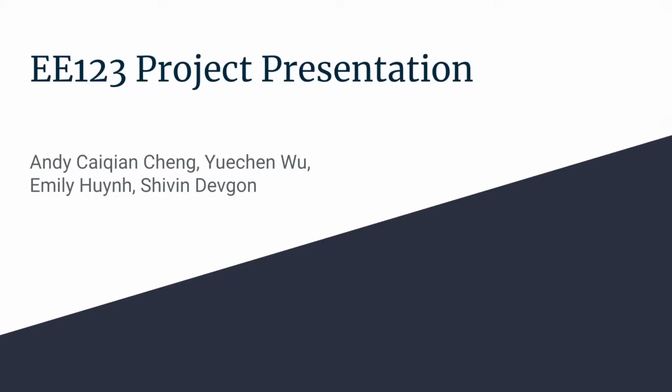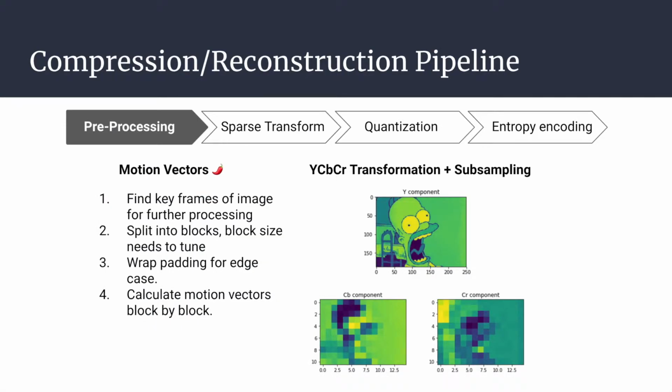Hello, it's Andy. So first we're going to go over our compression and transmission pipeline, and then we will show a demo. Okay, for motion detection, my implementation is to break the image into blocks and compare the block of the compression image to the block of the key image.